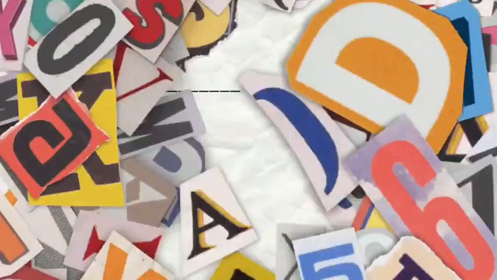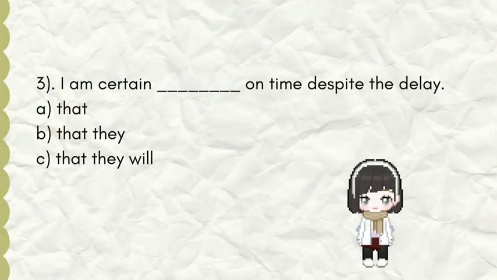Okay, for the third question, I'm certain blank on time despite the delay. So, which one is the correct answer? The choice is yours. A. That. B. That they. C. That they will. The countdown starts. 5, 4, 3, 2, 1.